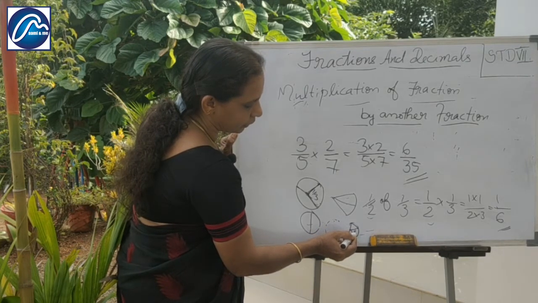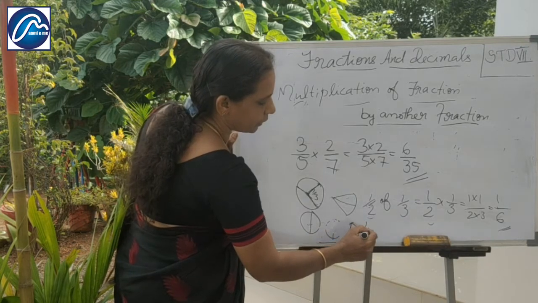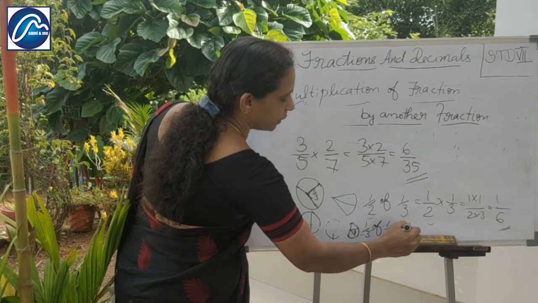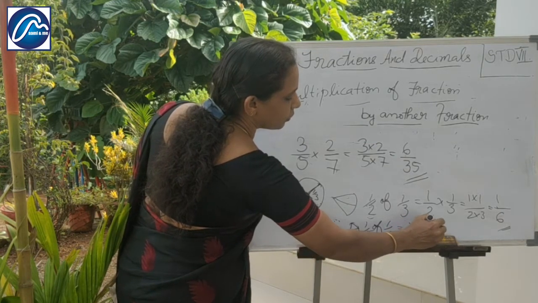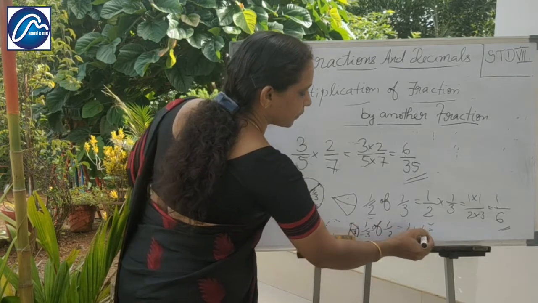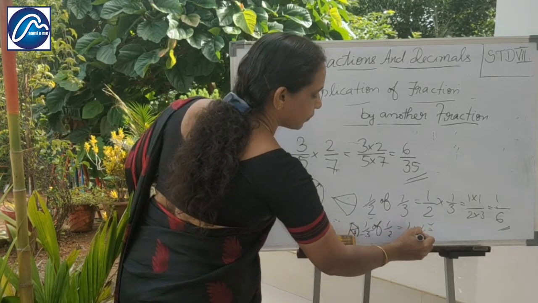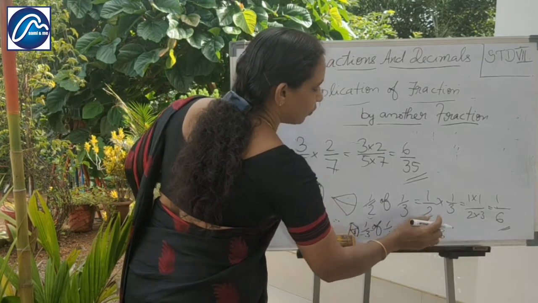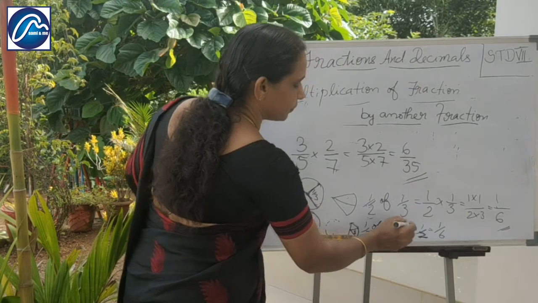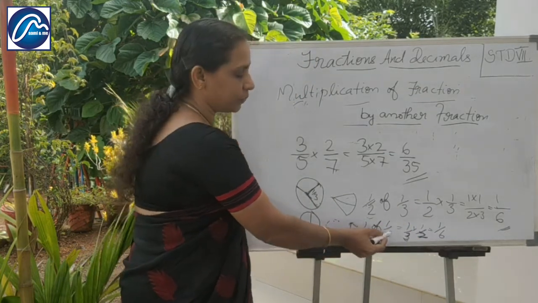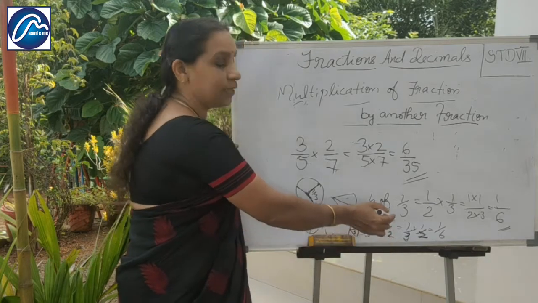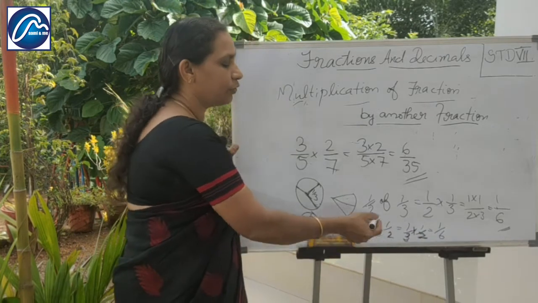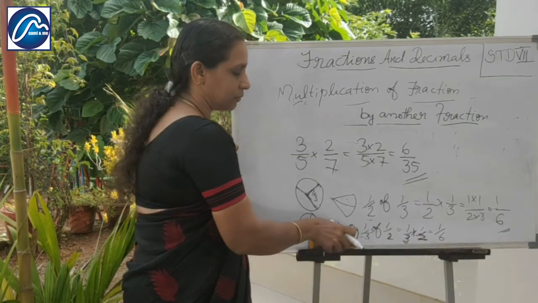This is 1 by 3. This is 1 by 3 of 1 by 2. That is 1 by 3 into 1 by 2. That is also 1 by 3 of 1 by 2. Okay, that is 1 by 3 into 1 by 2. Of means into, 1 by 2, that is 1 by 6. So that's it.